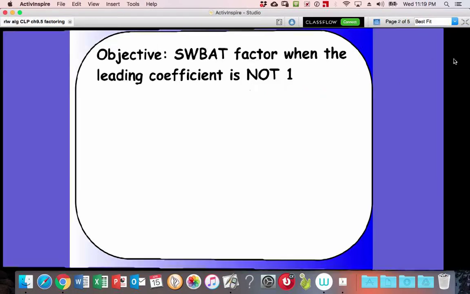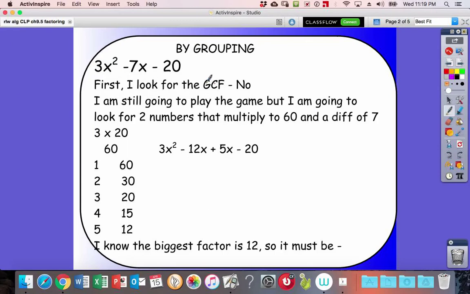But let's get started. Let's say I have this quadratic here, a trinomial, and notice the leading coefficient is not 1. So I look to see if there's a greatest common factor. 3 would be 1 and 3, but 7 is 1 and 7. There is no common factor in this. So I'm stuck with 3x squared minus 7x minus 20.